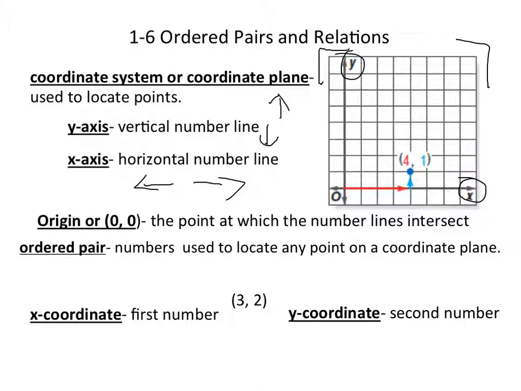Another part of the coordinate system, or coordinate plane, that you should know is that where the x and y meet or cross, that point is called the origin, or (0, 0). You can see it clearly right here. That is the origin.